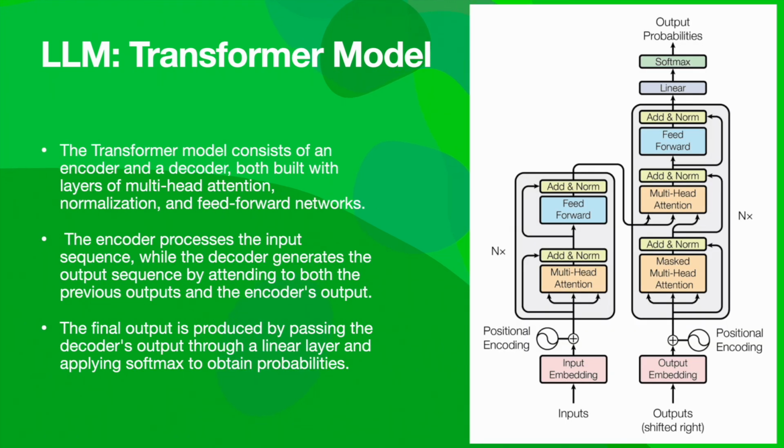The first thing is the transformer model. Here we are going to see the diagram. On the left hand side you are able to see the encoder model, and the right hand side is basically the decoder model. So what are the encoder and decoder?